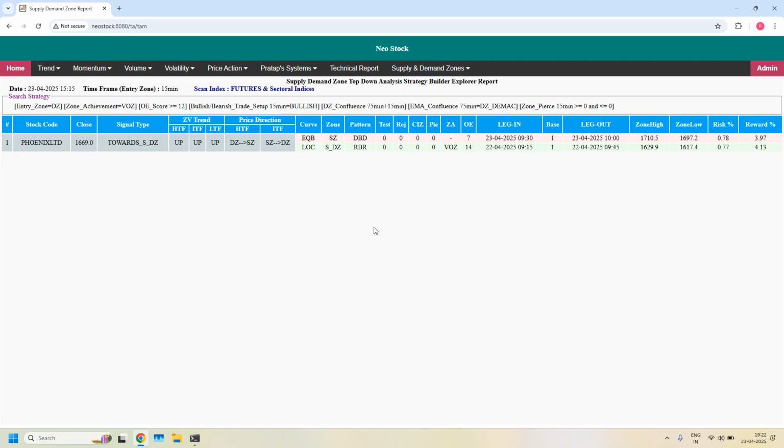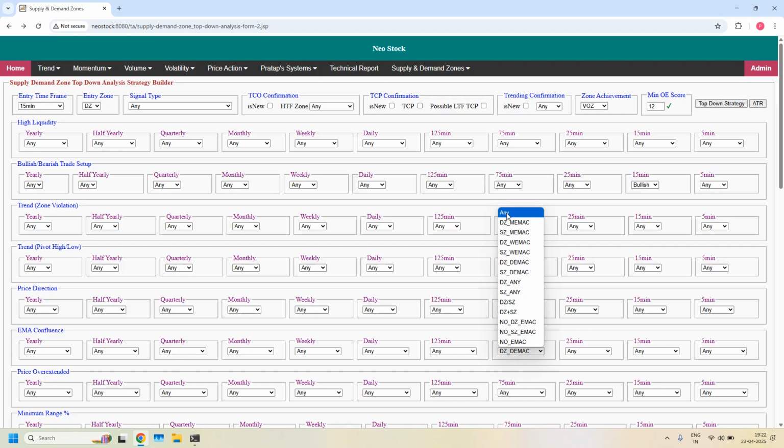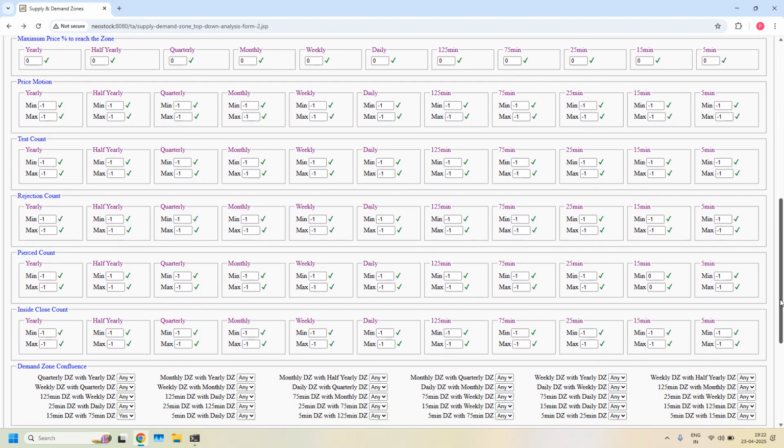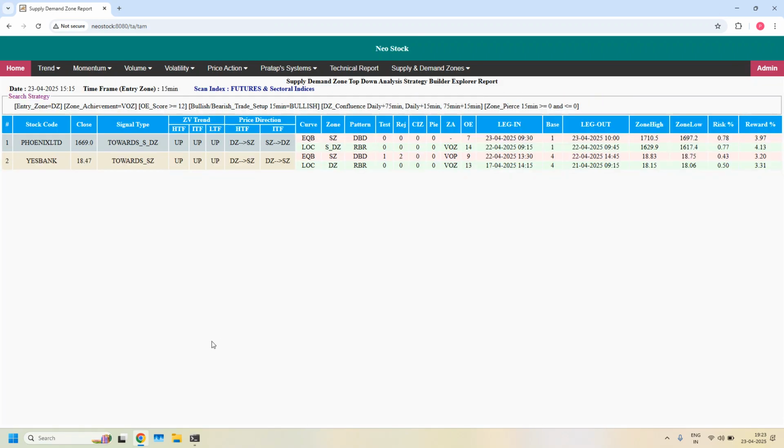Next we will look into 15, 75 minutes and daily demand zone confluence supported stocks. Removing EMA filter. In the demand zone confluence, 3 filters we have to set. First one is already enabled. Next 15 with daily demand zone confluence, 75 minutes demand zone with daily demand zone confluence. With all the 3 filters, we got 2 stocks. That is 15 minutes demand zones are overlapped with 75, both together overlapped with daily.